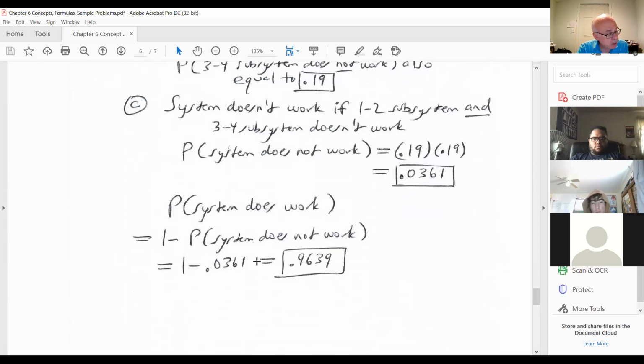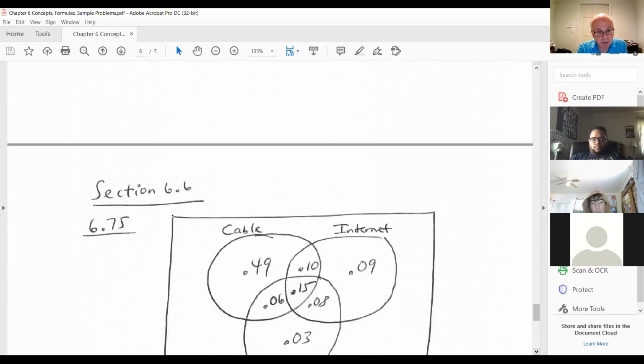So this problem basically lets you think about the idea of the product rule, the multiplication rule for independent events. That's really what this problem is all about. That's it for that. All right.